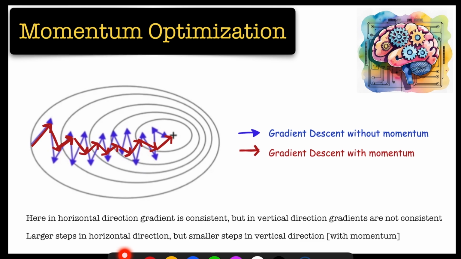Now here you see, in blue we have gradient descent without momentum, which is a very noisy path, and in red we have gradient descent with momentum. You see it's a much smoother path. Here in the horizontal direction, the gradient is consistent, so we are moving towards the minimum. But in the vertical direction, gradients are not consistent. So with momentum we take larger steps in the horizontal direction, but smaller steps in the vertical direction.